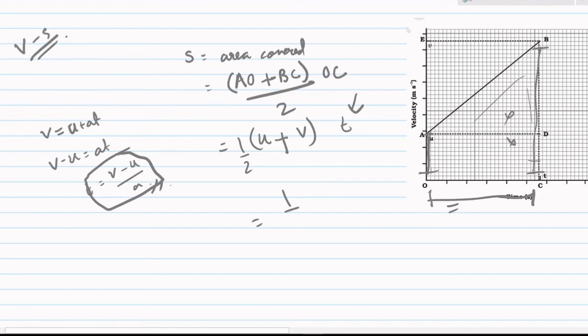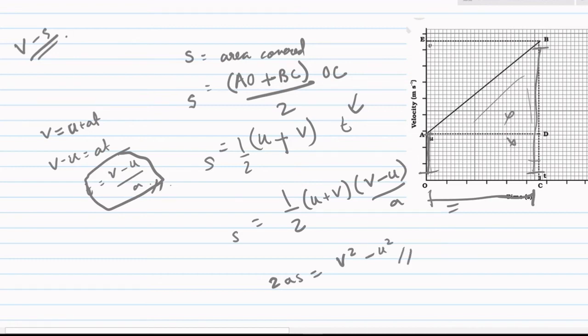Let me just do that. So we'll get half (U plus V) into (V minus U) divided by A. Yes. So this is what S is equal to. Now I can take the A this side, and also 2, so I get 2AS equals, what is remaining is (V minus U) and (V plus U). That can be written as, yes, V square minus U square. And there you go. It's the last equation of motion.